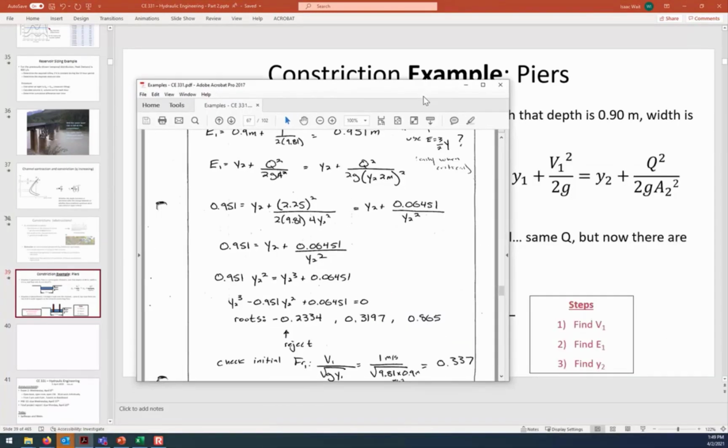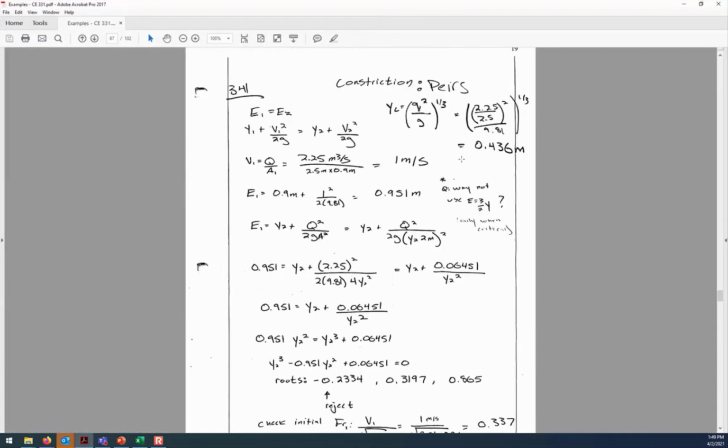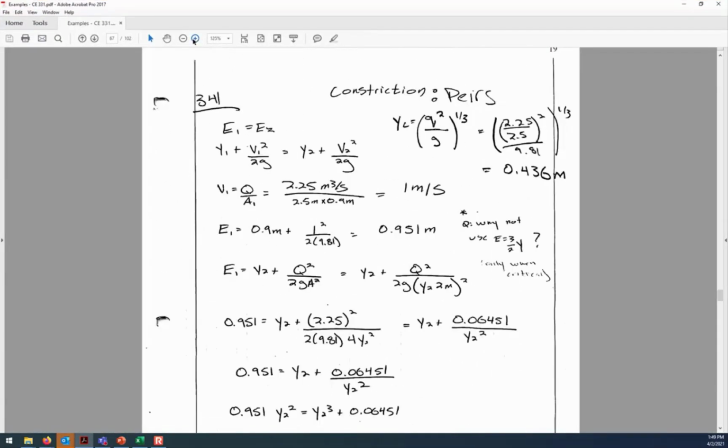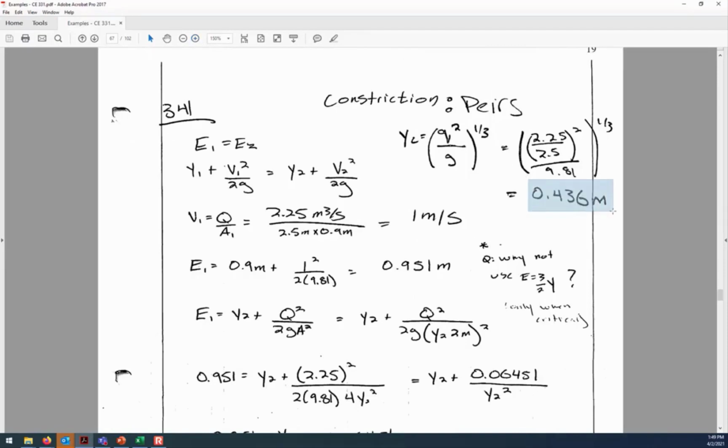All right, so what we do is find the amount of specific energy at 1 and equate that to how much there is at 2. I found the critical depth just to determine that the flow conditions at 1 are subcritical, because our initial depth at 1 is 0.9, and since that's deeper than the critical depth, that means we have subcritical conditions upstream. So there's 0.951 meters of specific energy upstream, and we're going to say all of that goes into the specific energy downstream after the constriction, and it's going to be distributed between the depth and the velocity head.